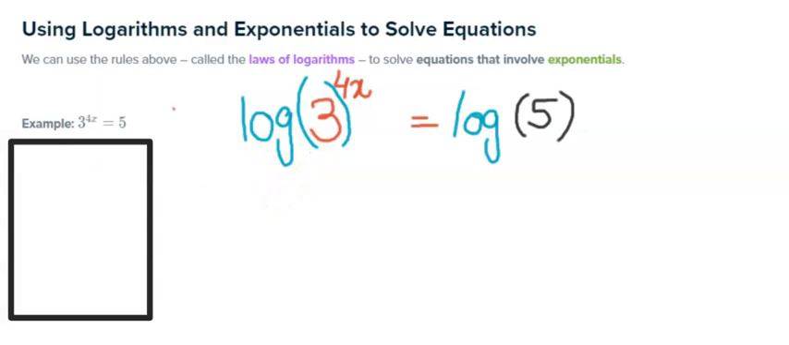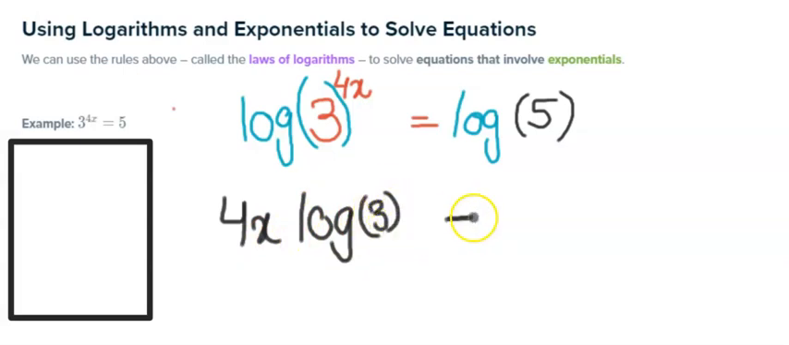Now we need to take the logs on both sides. After you've done the logs on both sides, we use the power rule. The 4x is on the top, so it will come here in the front. So you can write down 4x log 3 equals log 5.